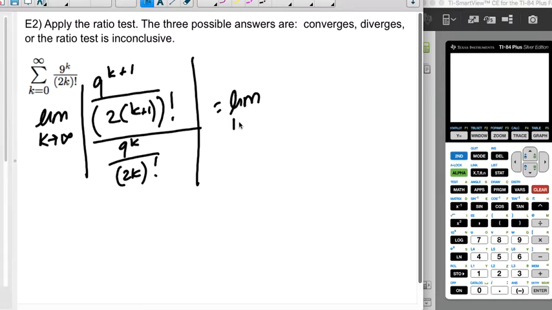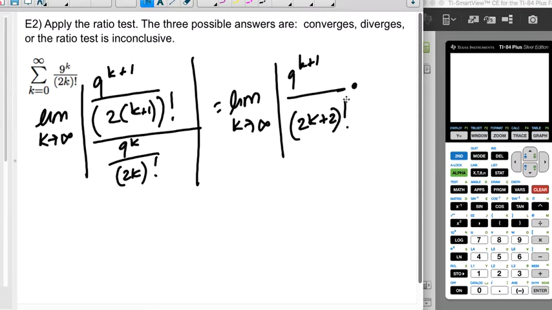So this is the limit as k approaches infinity of 9 to the k plus 1 over, so this is 2k plus 2 inside the factorial, multiplied by the reciprocal of this, which is 2k factorial over 9 to the k.